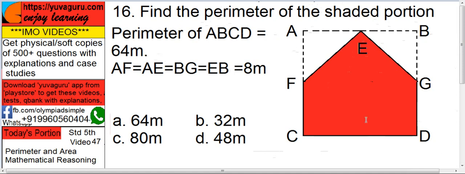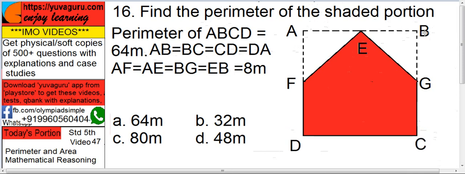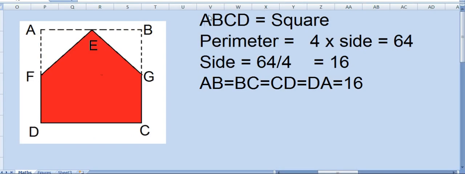Okay. Now, next, AB equals BC equals CD equals DA. Now all the four sides are equal. It means it's a square. So ABCD is a square.